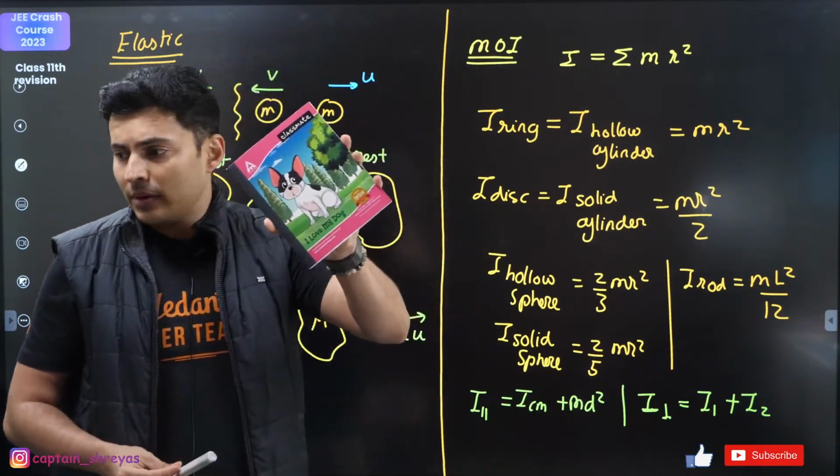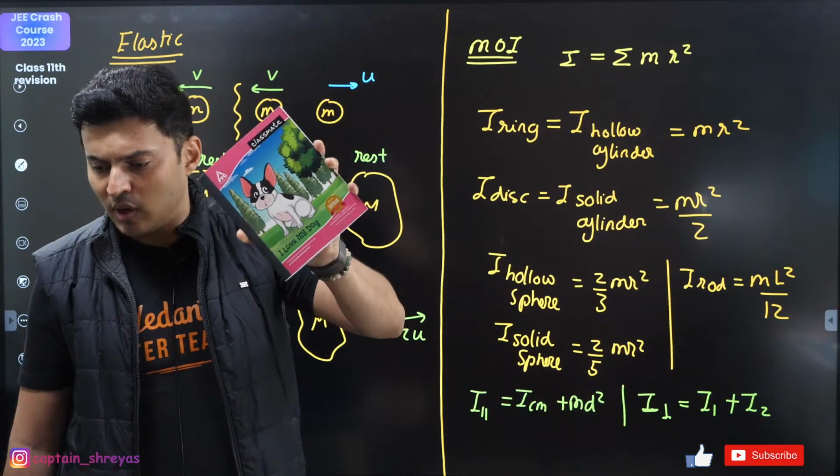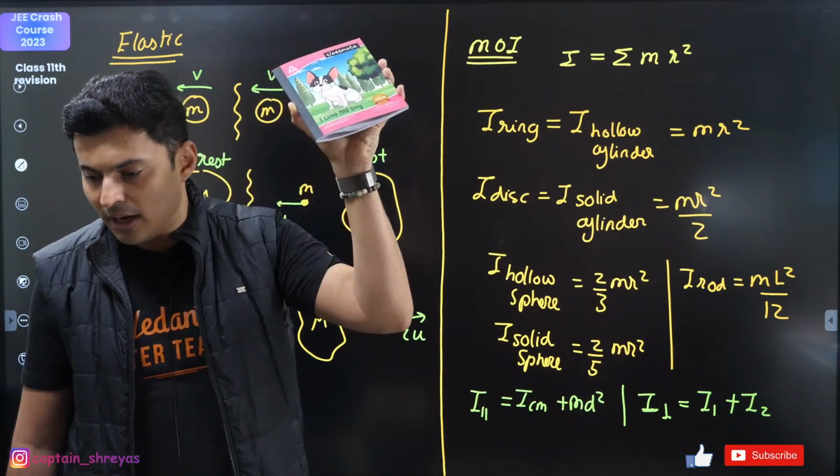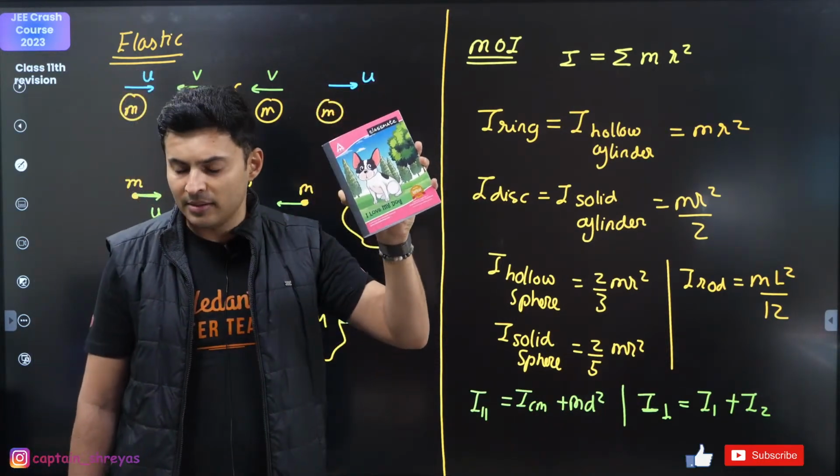So if this is the body, it says I love my dog. I hope you guys also love your dogs if you have one, or whatever animals you have. Somebody has a crocodile, somebody has a monkey, or somebody is a monkey, I don't know.